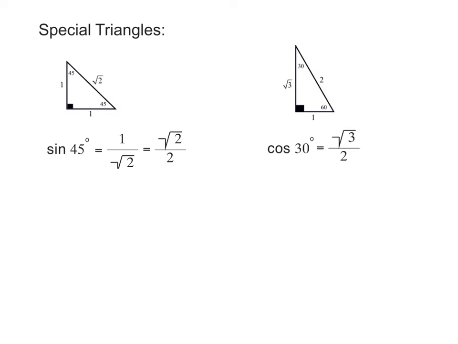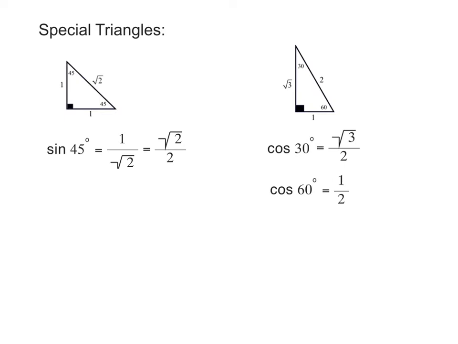So again, as you recall, the cosine is equal to the adjacent over the hypotenuse. So for cosine 30, the adjacent leg is square root of 3, the hypotenuse is 2, so the cosine of 30 degrees is equal to the square root of 3 over 2.